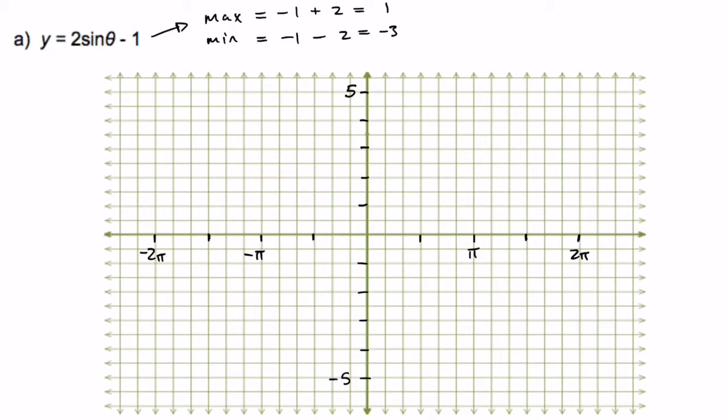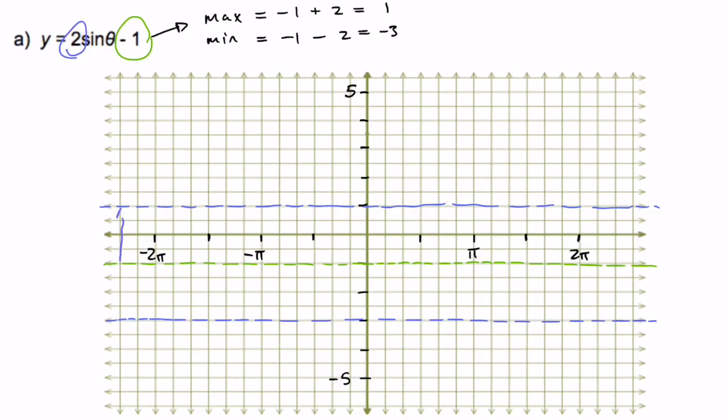Okay, now I'm just going to dot in the vertical displacement and the amplitude. The vertical displacement is -1, so I'm just going to dot a horizontal line all the way across at -1, and then the amplitude is 2, so I'm just going to go 2 above and 2 below the vertical displacement and dot that in. Just remember, every 2 squares is 1 though, so that's why it's 4 above and 4 below in this case, but really that's 2.